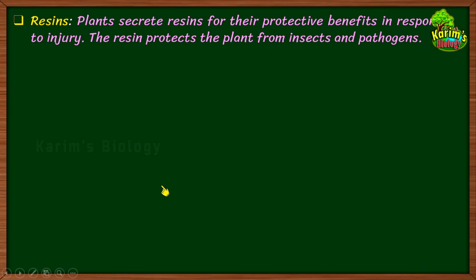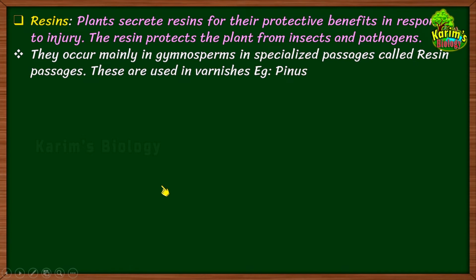Because within the stems of these plants that produce resins, there are some passages which are called resin canals or resin passages. So when the stem is injured, from these resin passages, resin comes out and the wound will be covered with these resins. When the wound is covered with resin, that prevents the entry of pathogens into the plant. Resins protect the plant from insects and pathogens. That is the main advantage to the plant.